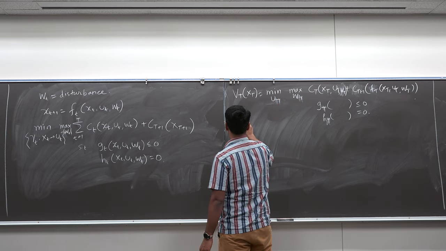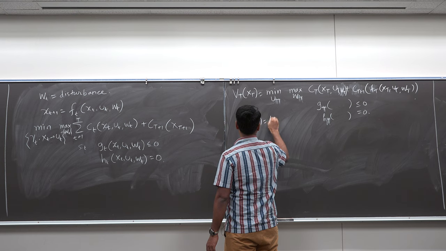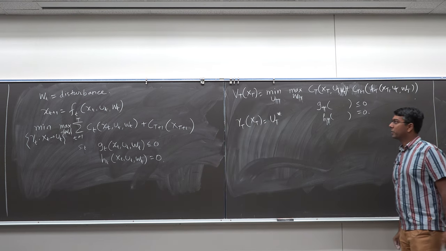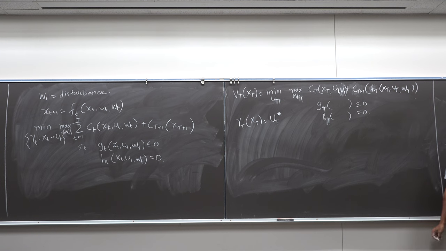And then gamma t of xt is my ut star. That's the optimal solution at xt. And then again, you do all the discretization business, and you do all the maximization business. You have to do it all over again.